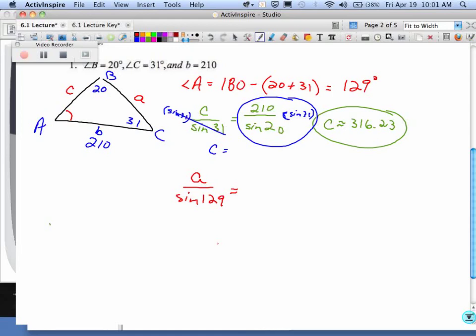Go ahead and tell me what it's going to be, please. 477.16, 477.17, whatever. Close enough. So we found the rest of the triangle. Typically we give you three parts of the triangle, and the directions are basically to find all the missing parts.